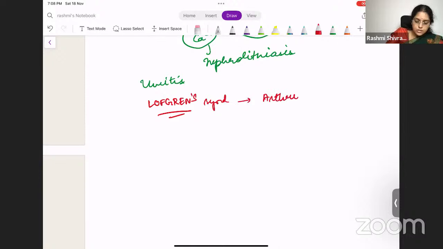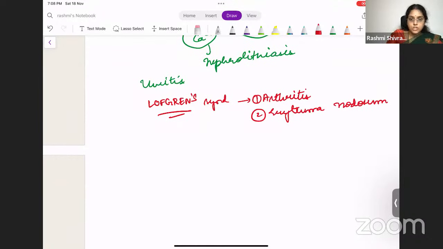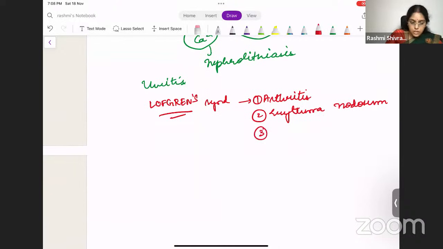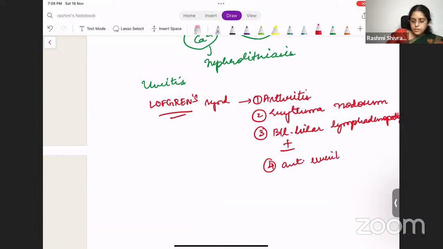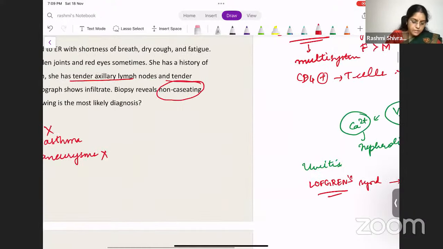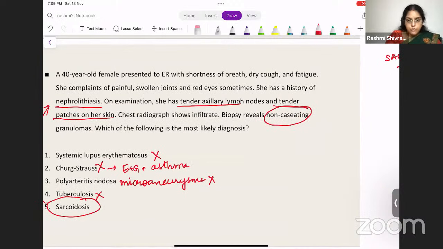This consists of arthritis first. The second feature is erythema nodosum. In this patient also, we have seen arthritis and erythema nodosum. The third one is bilateral hilar lymphadenopathy, with or without the fourth one, anterior uveitis. So Lofgren syndrome has four components. In this patient, we have seen axillary lymph nodes, but the patient could also have hilar lymph nodes. Tender patches on the skin are erythema nodosum, red eyes are uveitis, and painful swollen joints are arthritis. So this patient is probably having sarcoidosis with Lofgren syndrome, right?